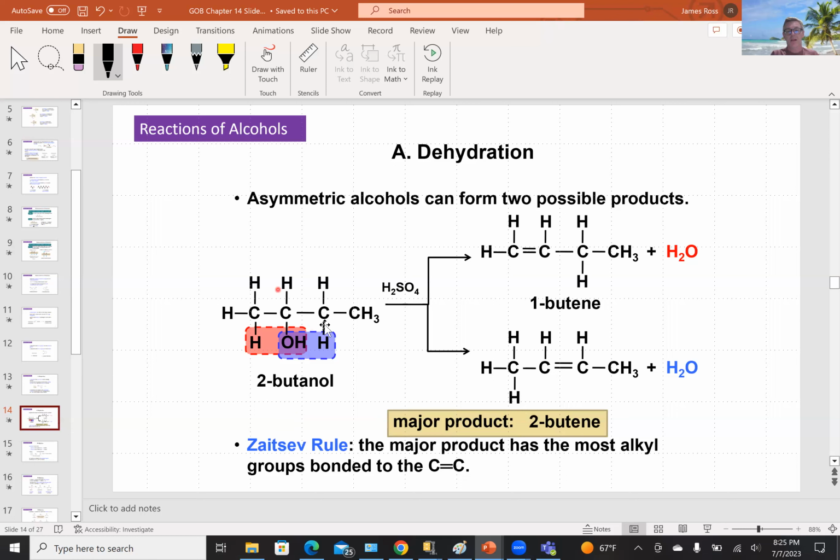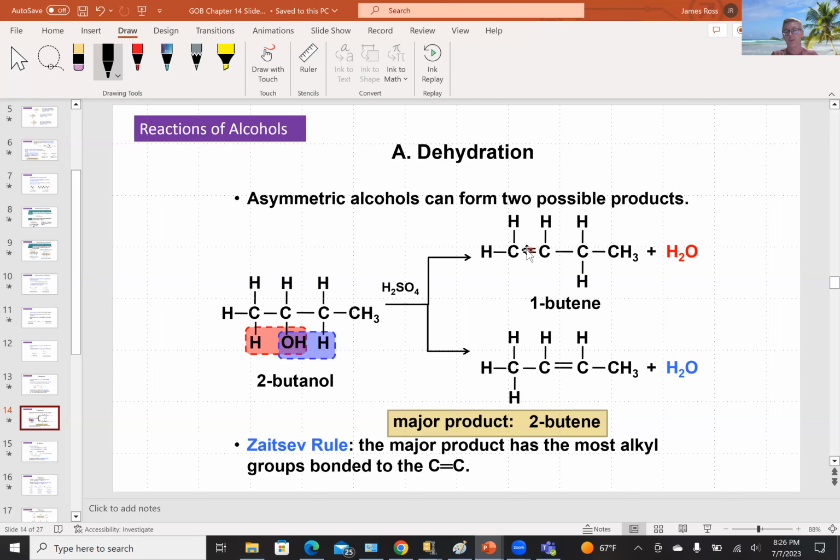So let's look at an example of Zaitsev's rule. So we have this alcohol. It's 2-butanol. We have 4 carbons in the longest continuous carbon chain. We count the carbon chain 1 through 4, and we want the alcohol, which is right here, to have the lowest number. So clearly, going from left to right, it would be on carbon 2, so 2-butanol. We're now going to do a dehydration. So in pink, we have an H and an adjacent OH that we can eliminate to form this product, 1-butene.